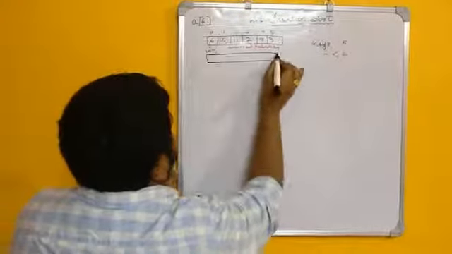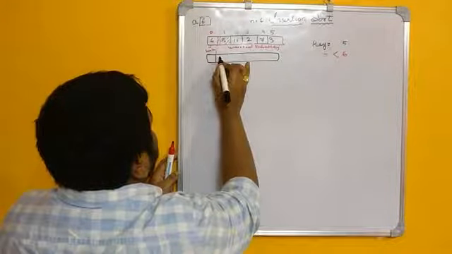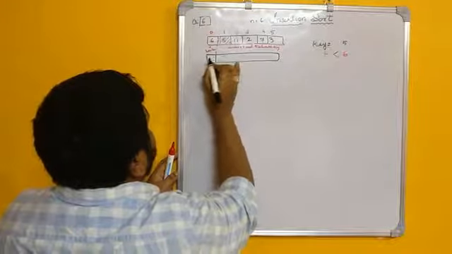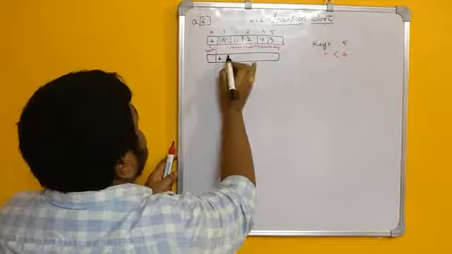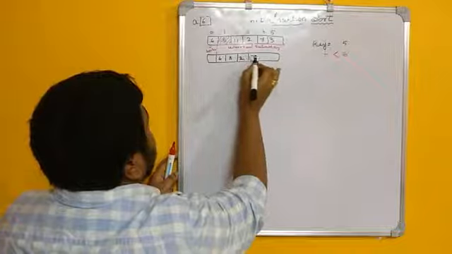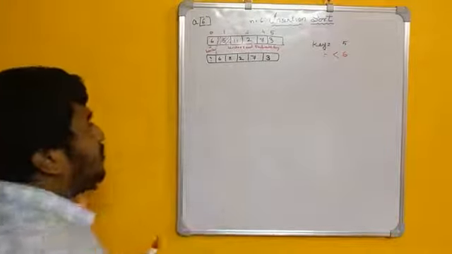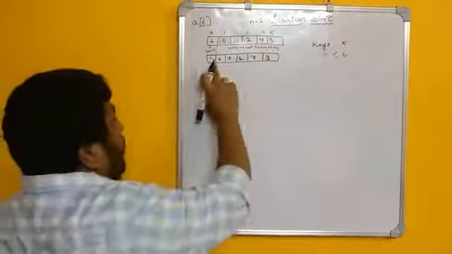Next our array will be here. This 6 will be shifted here. 6, 11, 2, 7 and 3. Now this is our blank space. This is our blank place.